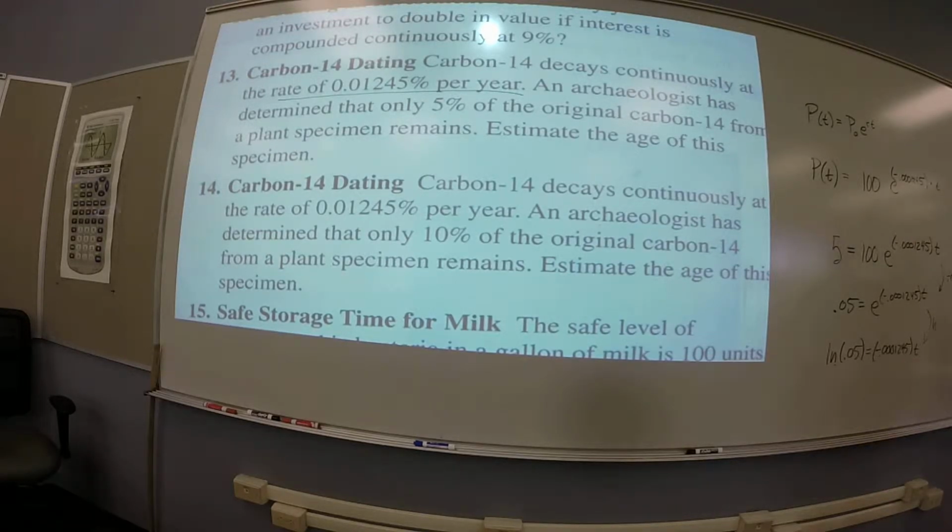Okay. So if we divide first, we get t is ln of 0.05 divided by minus 0.0001245. Somebody give me a dealie on that? Almost there. That's scary. 24062.10661.